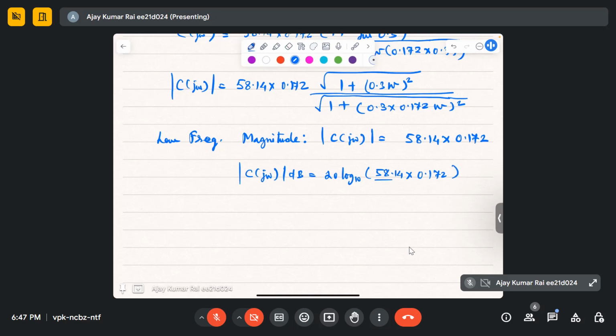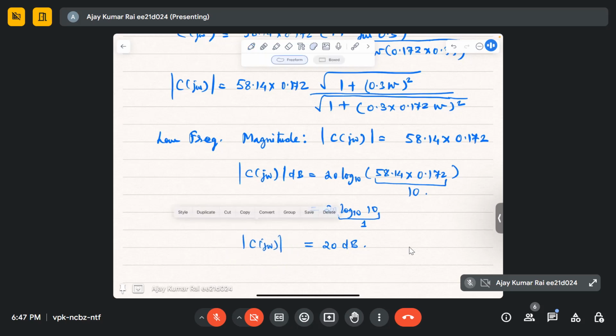So what you're getting if you multiply 58.14 into 0.172, hence, exactly 10, right? So this becomes 10. So 20 log of 10 is equal to, so this becomes 1, right? So it will be 20 dB. So this is the low frequency magnitude.